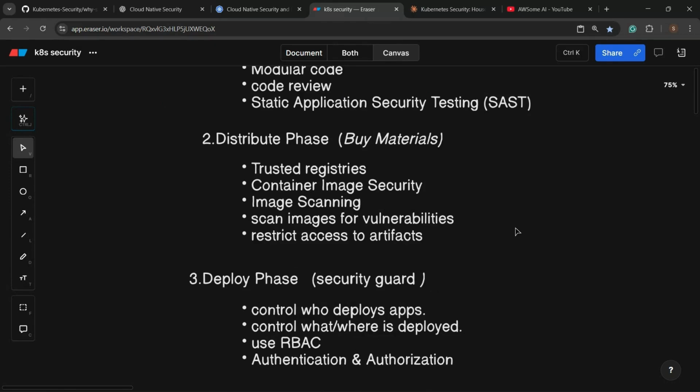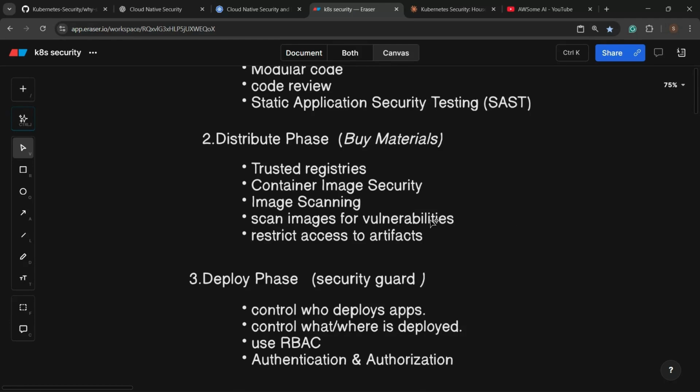This phase is like ensuring the materials delivered to your house are authenticated and not tampered with during transport. What do I mean by this? Whenever you build your code, you create the Docker images for your application. The base image which you use for your applications should be secured, which means they should not have any vulnerabilities or malware inside them. Those images should always be updated and patched with security updates.